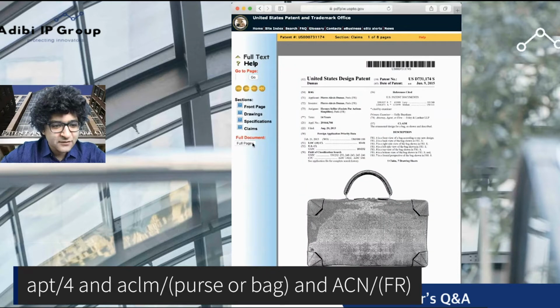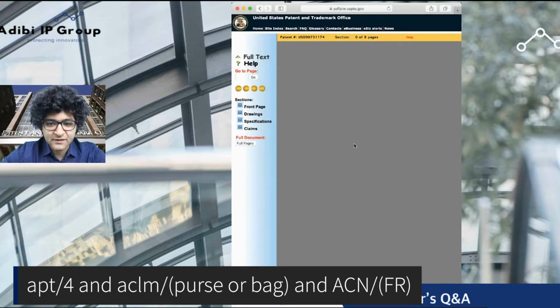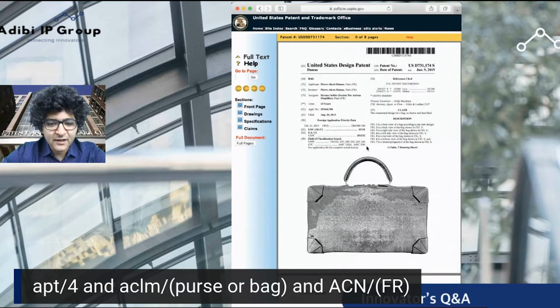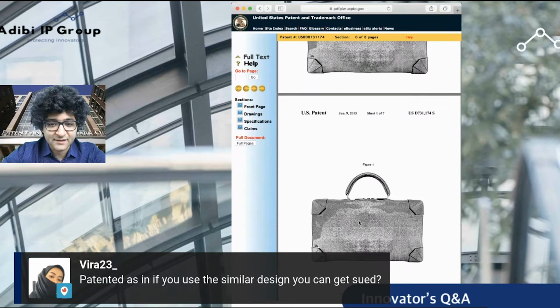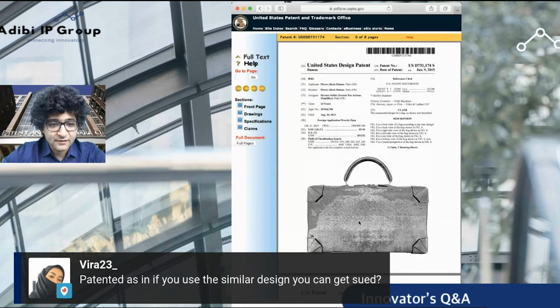Wow. So it's interesting because it looks like their applications, they're brazen. They just submit. Looks like there's just images. One thing I'll say is that these are design patents, as in if you use a similar design, you can get sued. Yes, actually, if it looks similar enough, it would be possible for you to get a cease and desist letter or just get sued. Definitely.